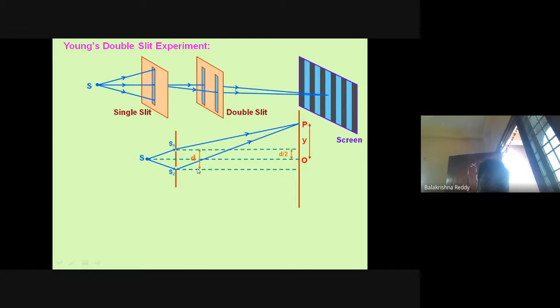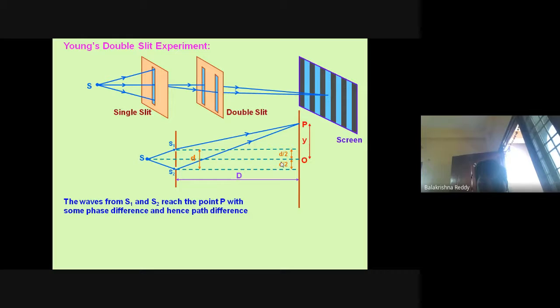You can also see here the distance between the slits, from one slit to another slit, is a small d. It's a very small distance. From O to the next band is d by 2, I'm taking the distance, and down also d by 2. As I said, the distance between the screen and the slits is capital D, which is approximately 100 centimeters.